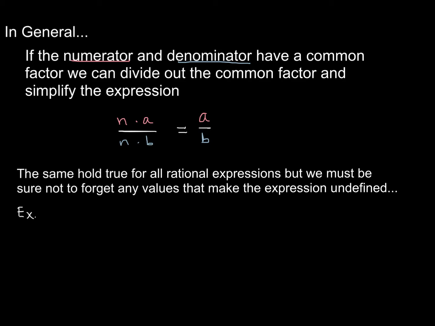All right, so the general rule is this. If the numerator and denominator have a common factor, we can divide out the common factor and simplify the expression. So it looks like this. If you have n times a divided by n times b, then I can rewrite this because n divided by n is going to be 1. And so I'm left with a divided by b. So anytime I can factor something out, I can cancel it because it will be divided by itself. And the same holds true for all rational expressions, but we must be sure not to forget any values that make the expression undefined. So let's take a look at an example to make this clear.